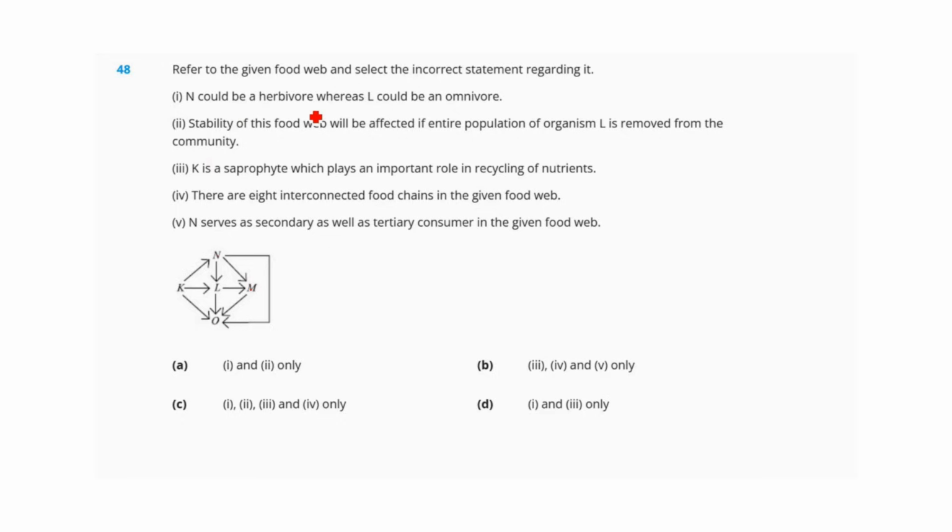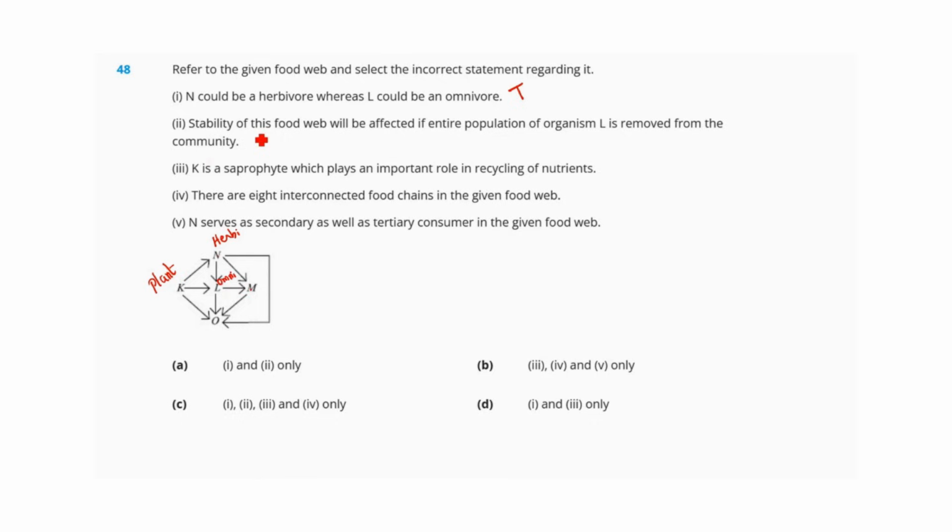N could be a herbivore. K is a plant, I guess. That means from all the arrows it is going. N could be a herbivore, while L could be an omnivore. L is eating N. L is eating K. Herbivore and omnivore. And N is a herbivore. N is being eaten. Yes, this is a correct statement. This is a true statement. Next is, this is a herbivore and this is an omnivore.